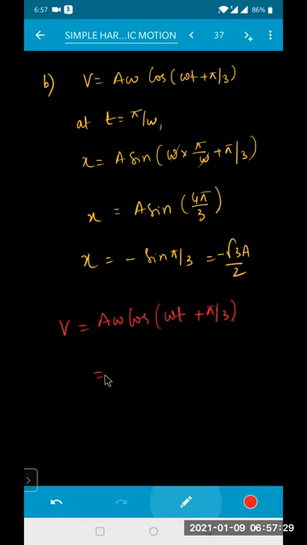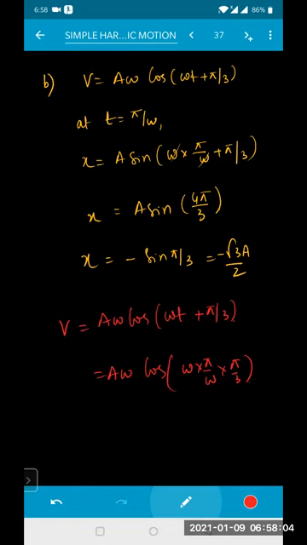So this will become how much for me? A omega into cos omega t value is how much? Pi by omega, na? Yes, sir. So A omega into cos of pi by 3 plus, right, sir? Between pi by omega and pi by 3 plus, it is equal to pi by omega.